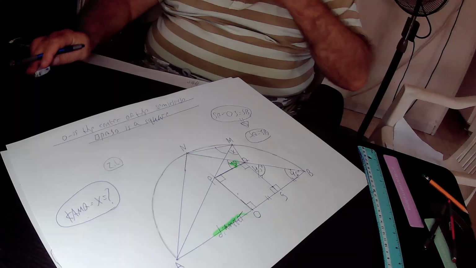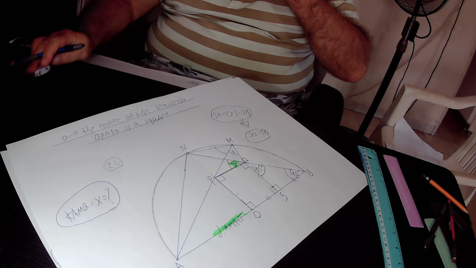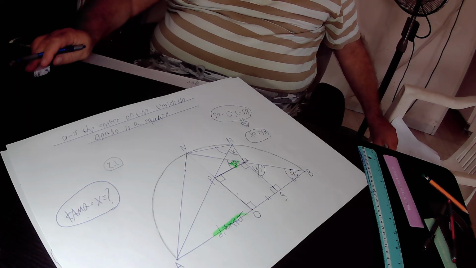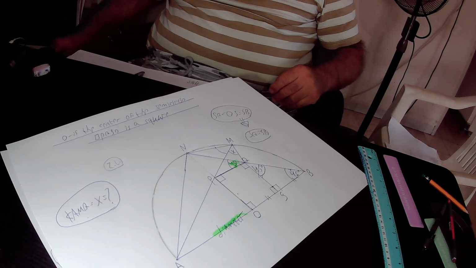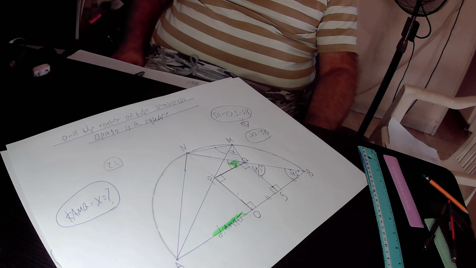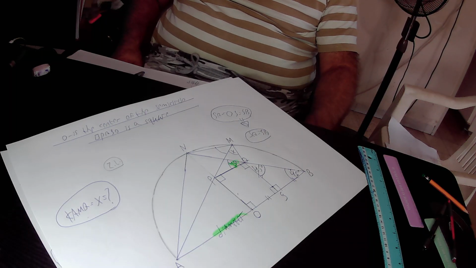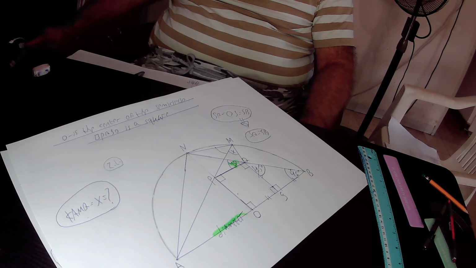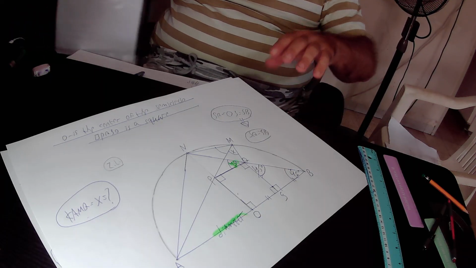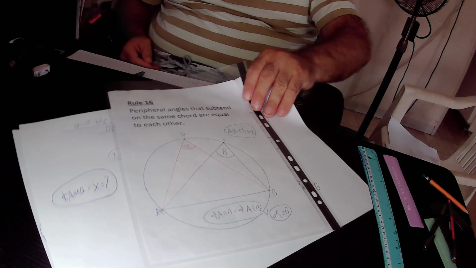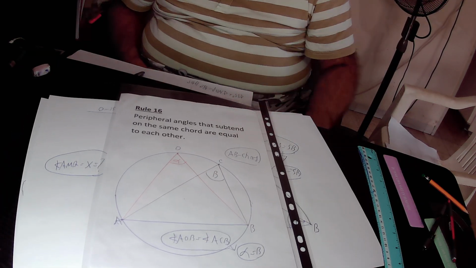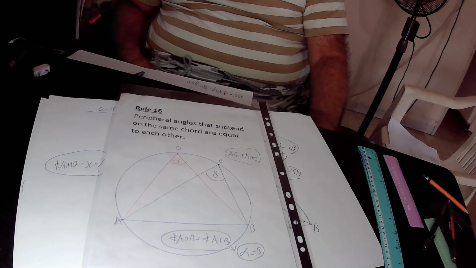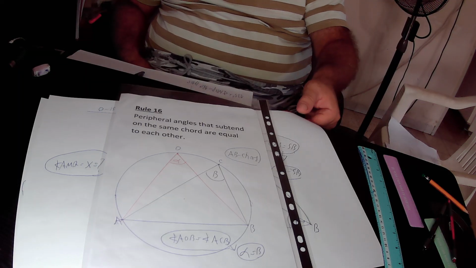And therefore, according to rule 16, if two or more peripheral angles subtend on the same chord, then they are equal to each other in their sizes. Okay, click on rule 16. According to rule 16, peripheral angles that subtend on the same chord are equal to each other.